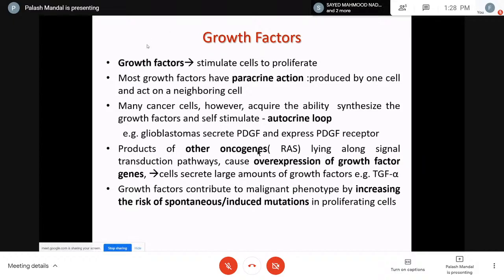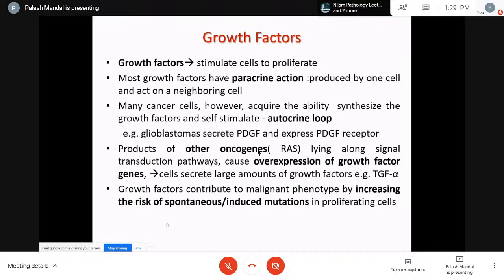And these special proteins like RAS, what do they do? They lead to overexpression of growth factor genes because of mutation. Normally that is there, but when it is mutated, that leads to overexpression. This word overexpression is important, because normal growth factor genes were there, but when overexpressed, the cell starts secreting large amounts of growth factors. Understand? So this is important.